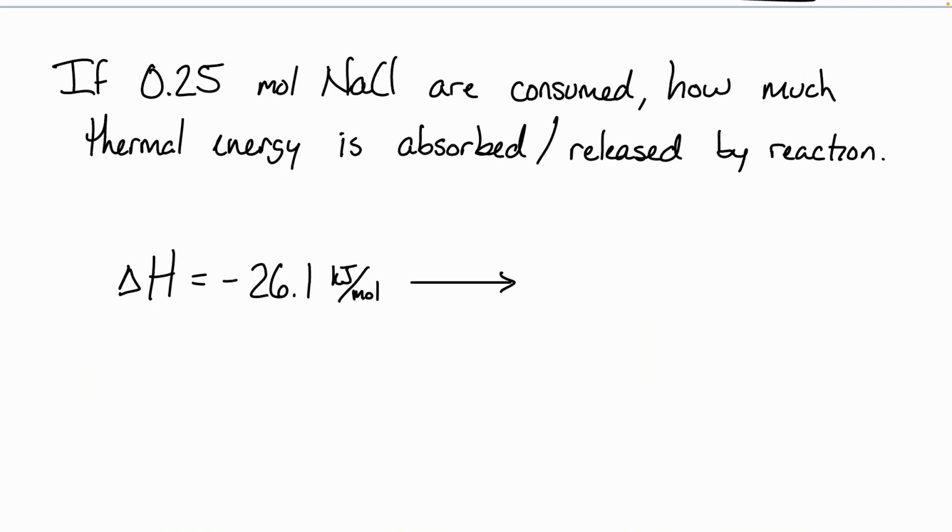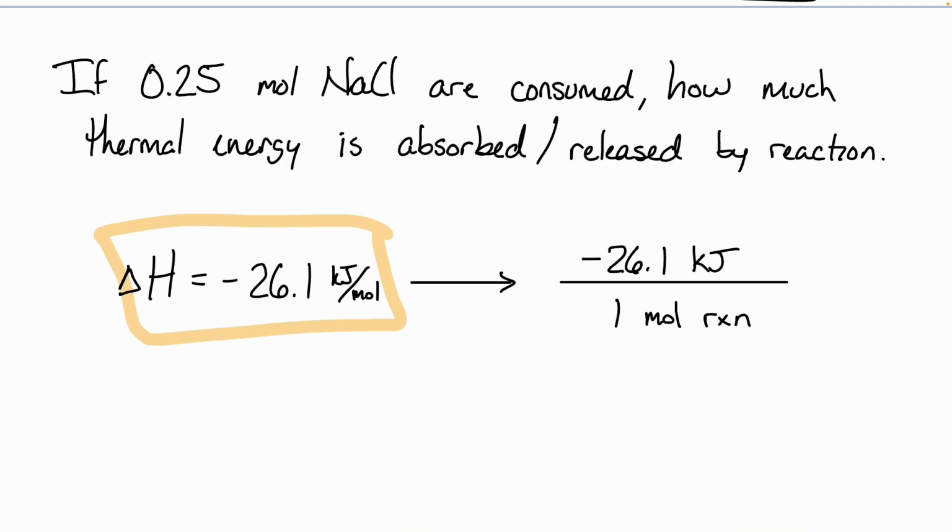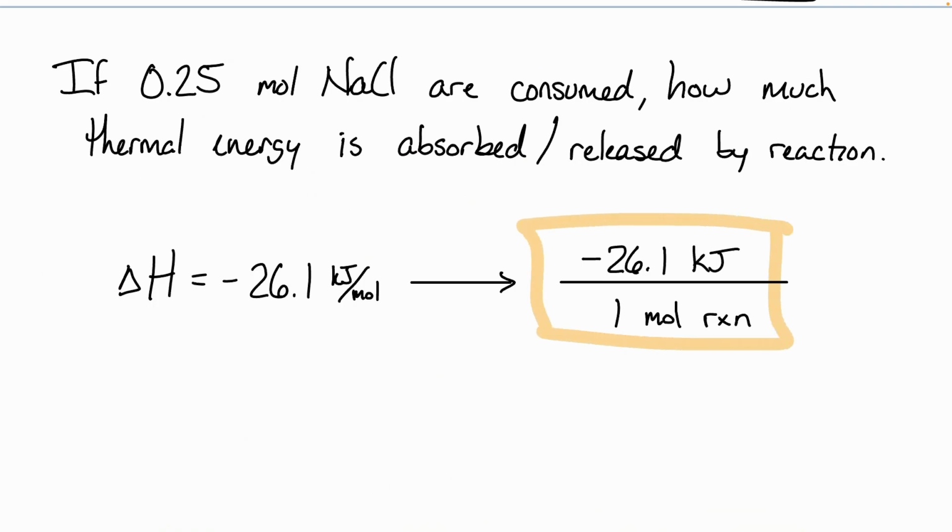What we're going to do is the same thing that we did with molar masses and with our molarities. We're going to take these two units of kilojoules per mole and split them up. We're going to put the negative 26.1 kilojoules on the top, and then keep the 1 mole of reaction on the bottom. This is how we take that enthalpy that we calculated. We learned three different methods of calculating these delta H values. Once we get that delta H value, we can split up those units to turn it into one of those conversion factors that we can use in our math.